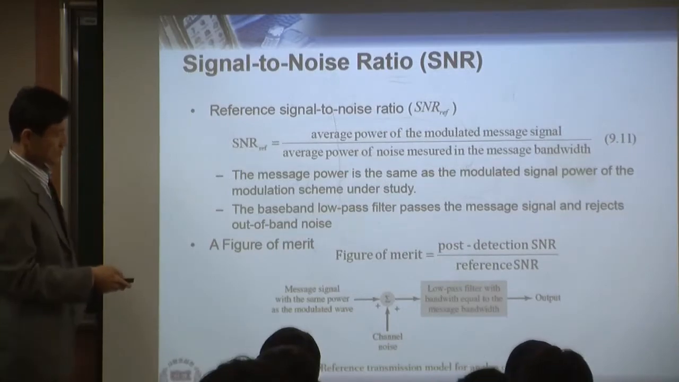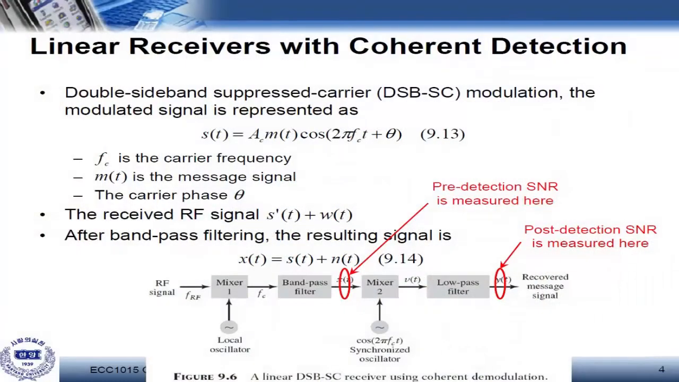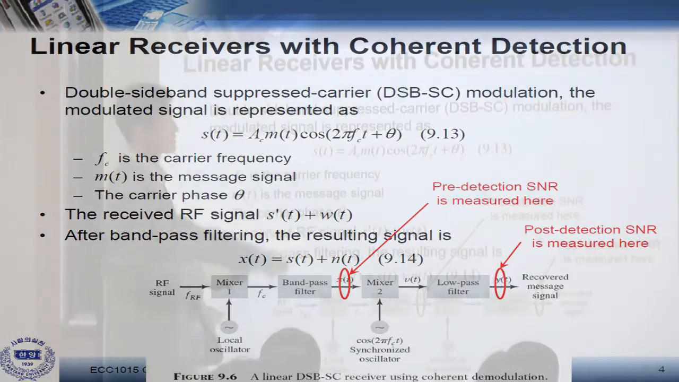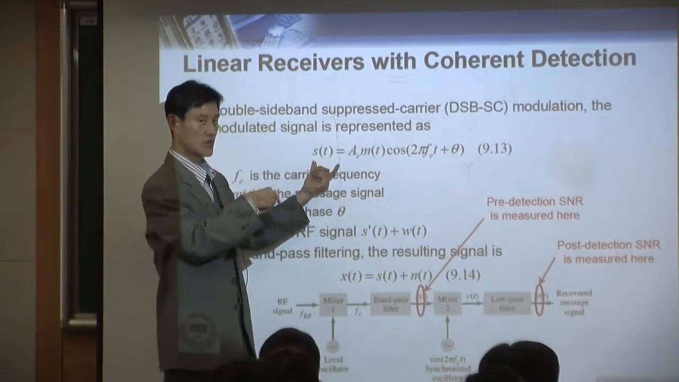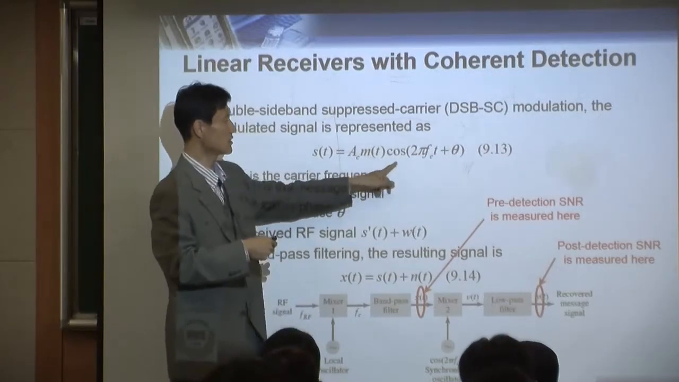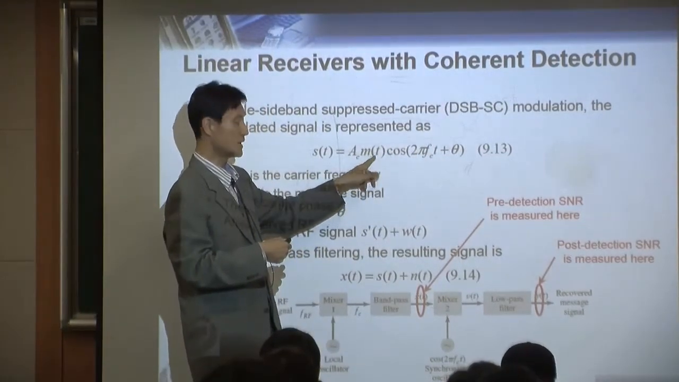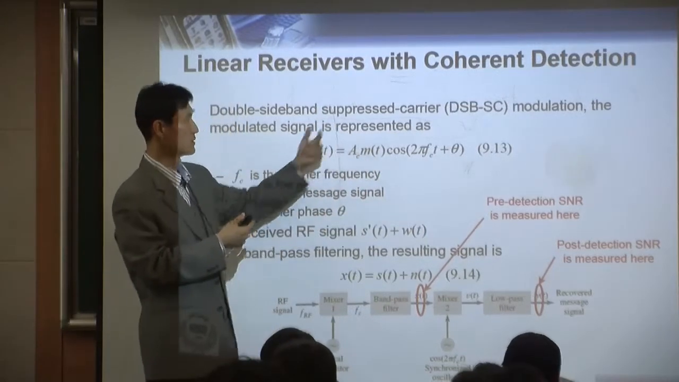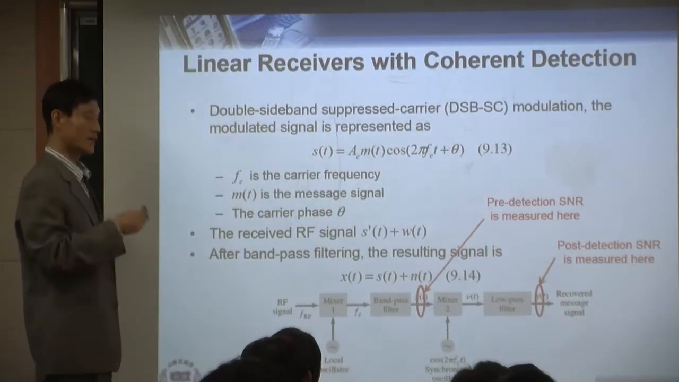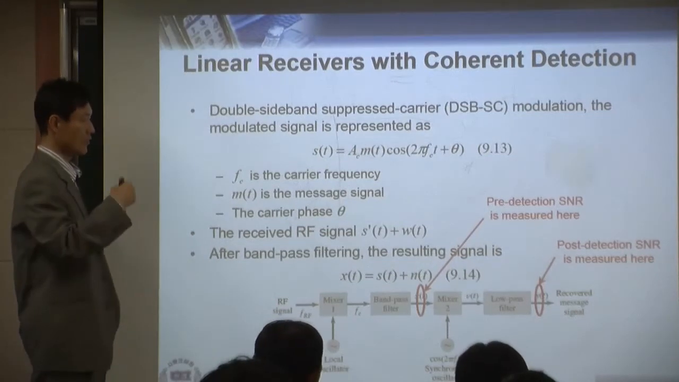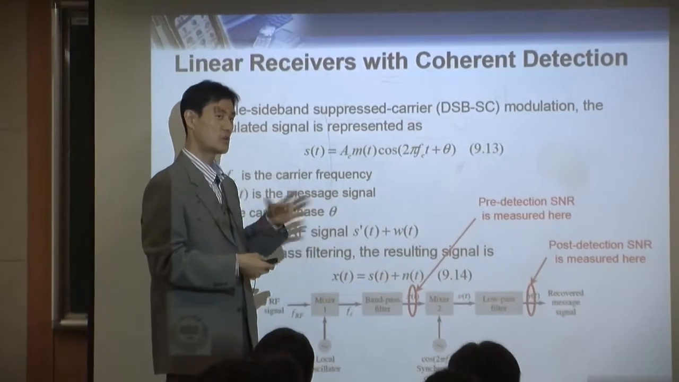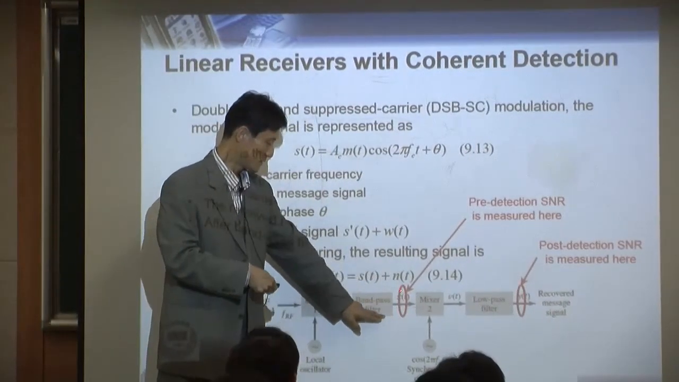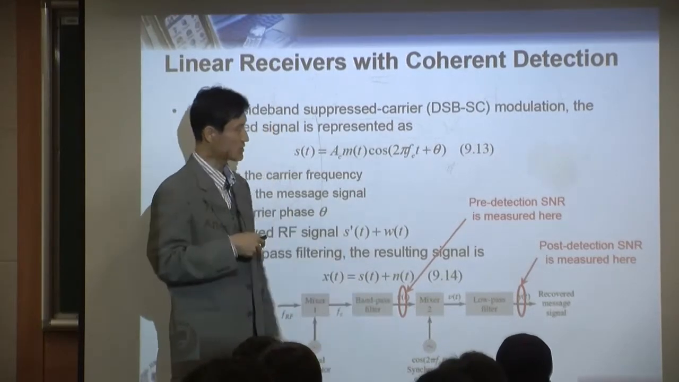Now, for the systems, we're going to look at many different systems. First of all, we looked at the DSB system, double sideband. It's an amplitude modulation. We know that the DSB signal over the air looks like this: a carrier component multiplied by the message, because this is DSB amplitude modulation. So this is a modulated signal, the signal over the air. Now you get this signal over the air and measure the SNR right away. That's going to be the pre-detection SNR.